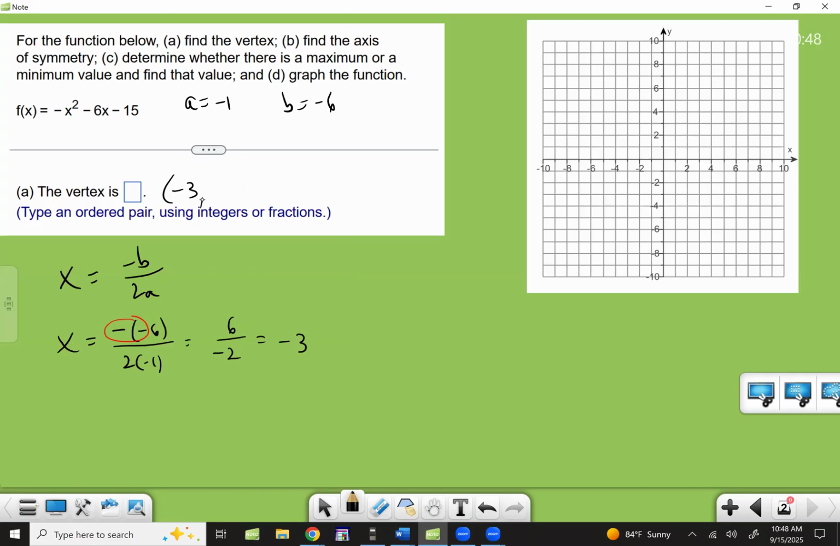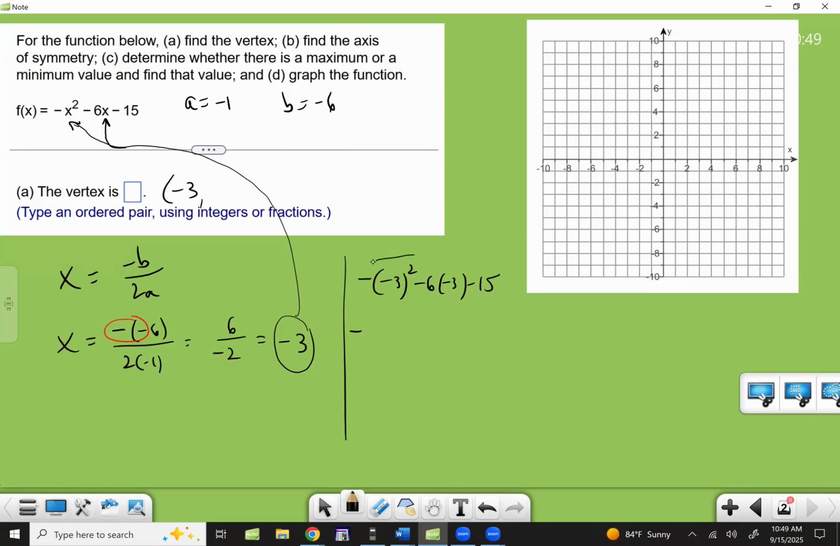But don't forget that we need to take that and substitute it back in here and here to find out what our y value is. So let's do that now. Okay, so negative x squared, so -3 squared minus 6 times -3. Some negatives going on here. Ooh, we better be grounded.